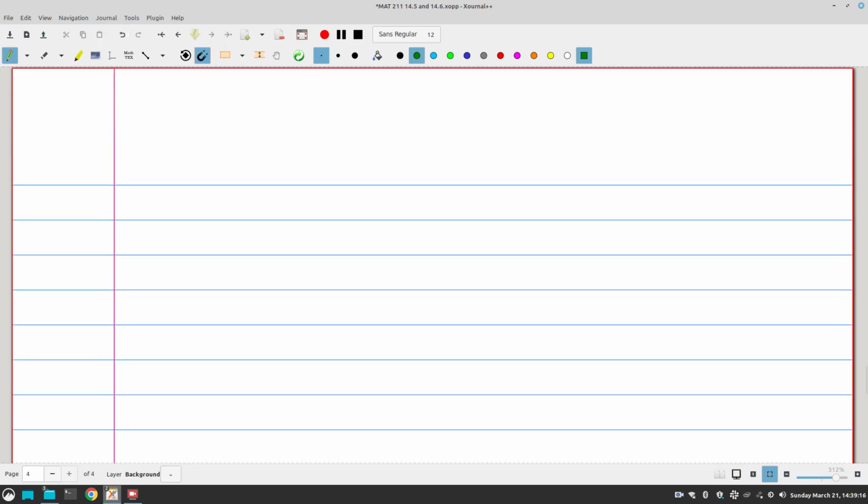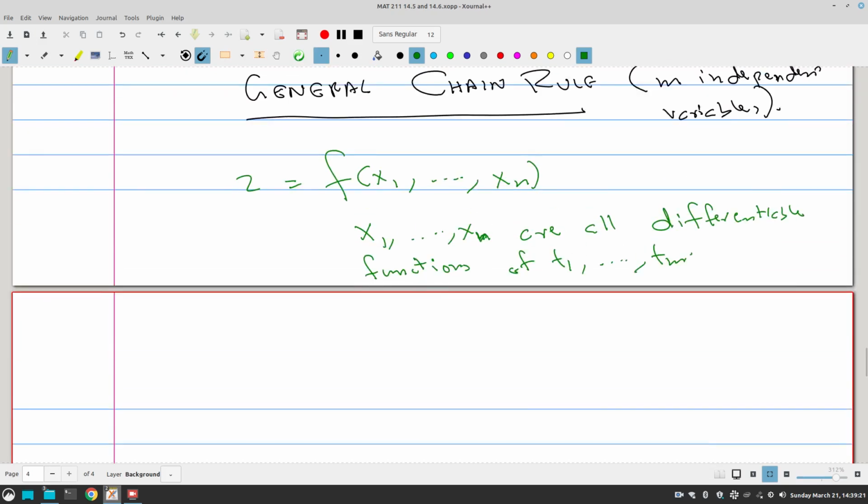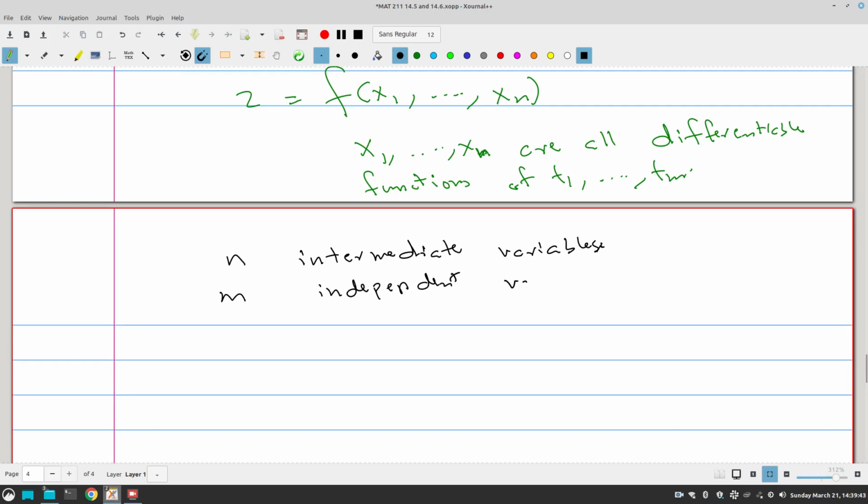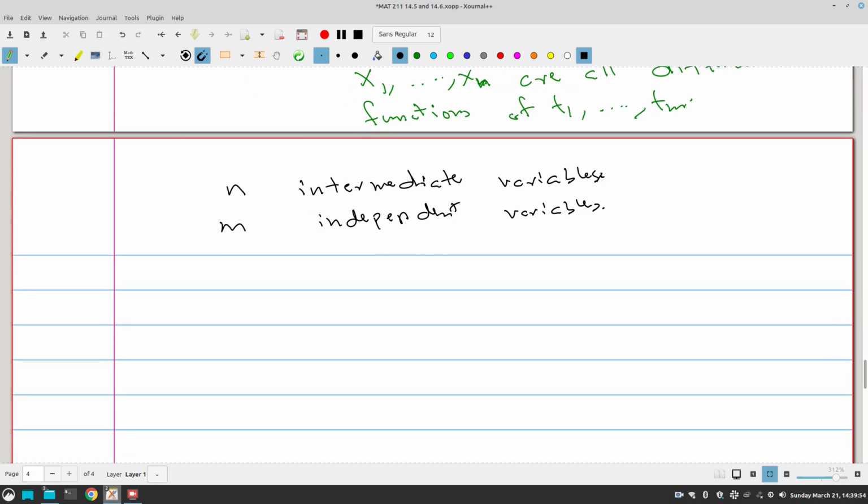Now, if that is the case, there are n intermediate variables and m independent variables, right? Now, so z is then, so you have z.